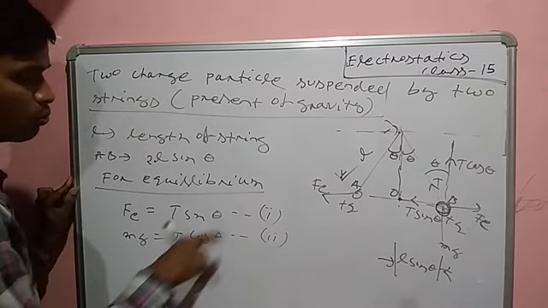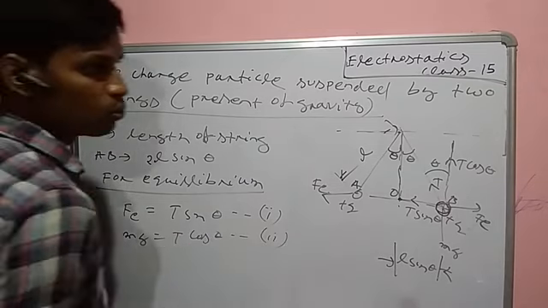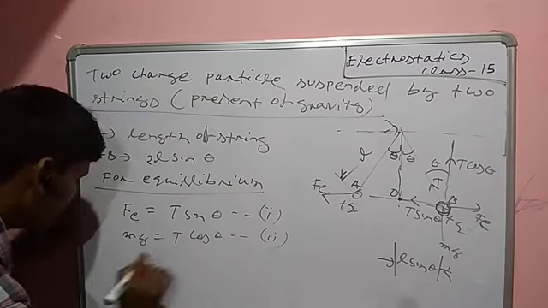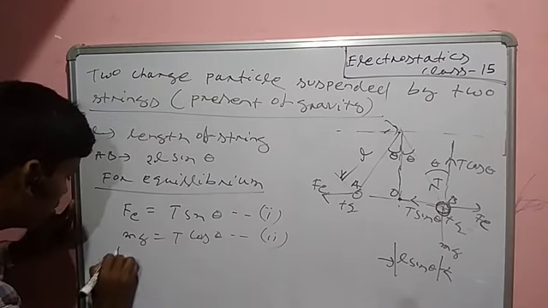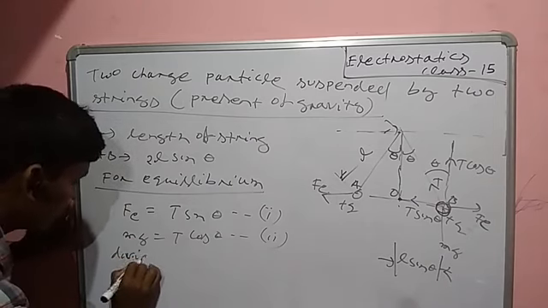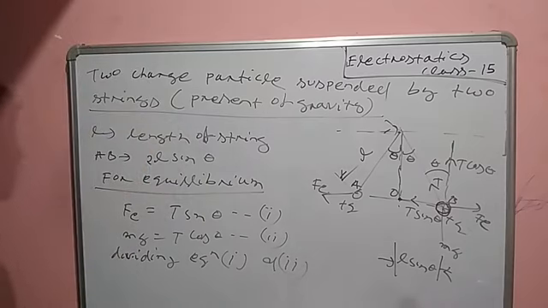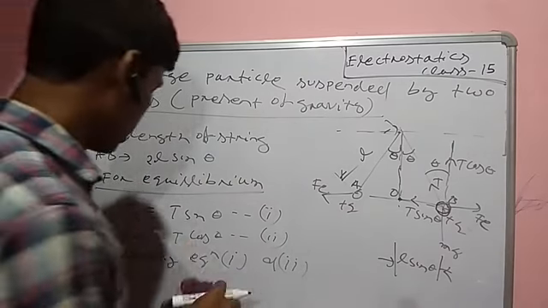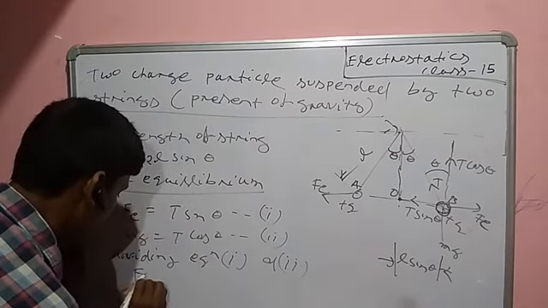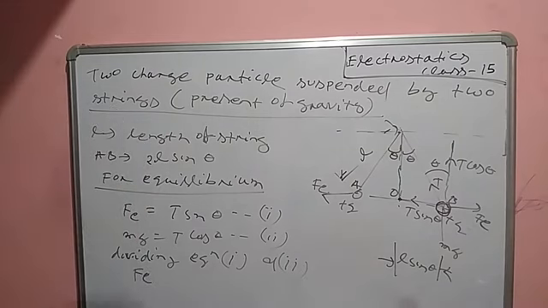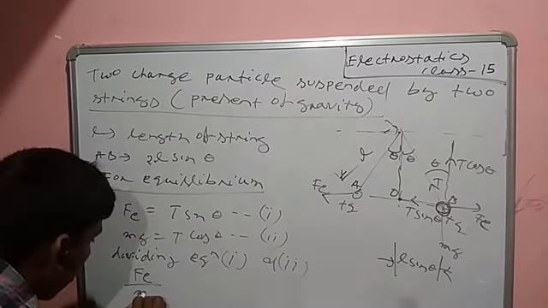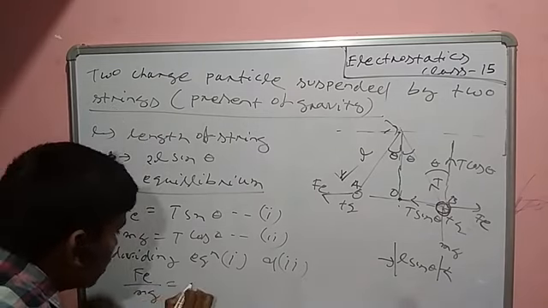Dividing equation 1 by equation 2, we can write Fe by mg is equal to tan theta.